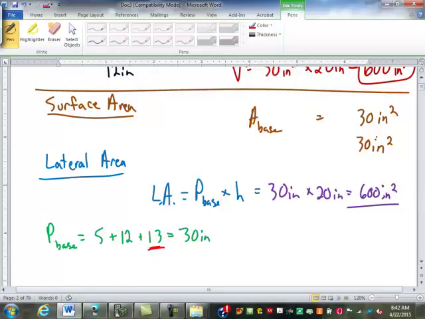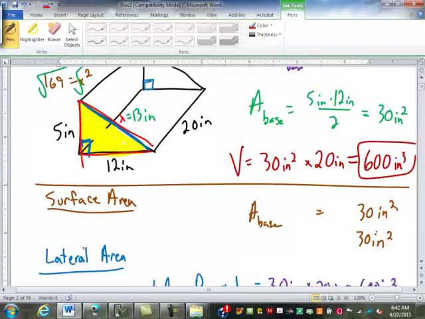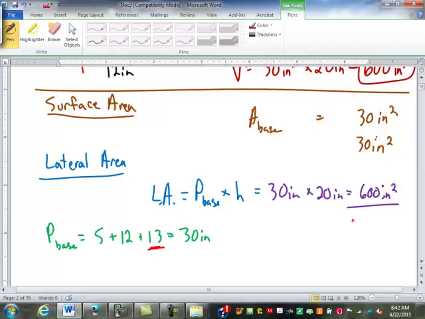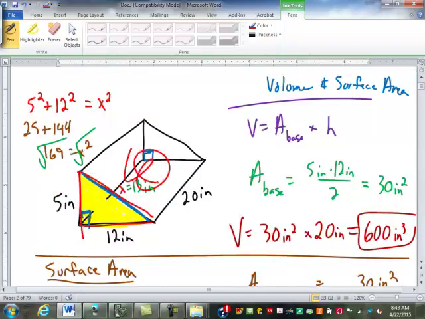That gave us the 13. But we still had to add that to these other 2 sides of the perimeter. So 600 plus the 30 and the 30 is 660 square inches. Because you got to add the bases. The 600 is just this rectangle, the bottom rectangle, and the back rectangle. We still got to add the bases onto the ends.